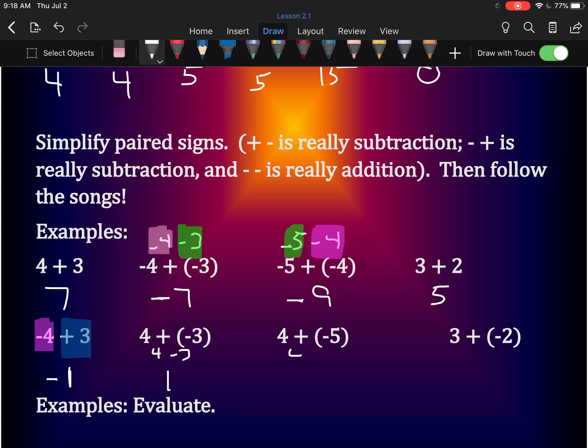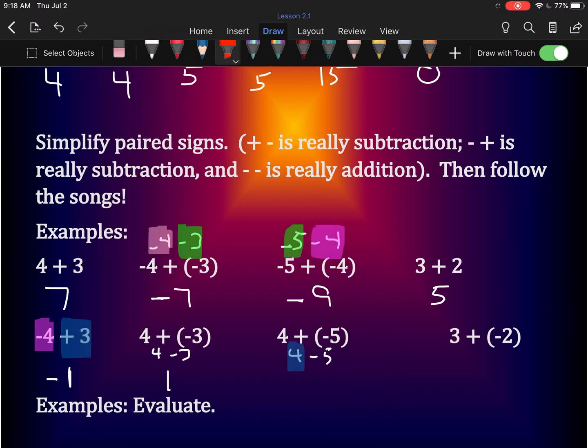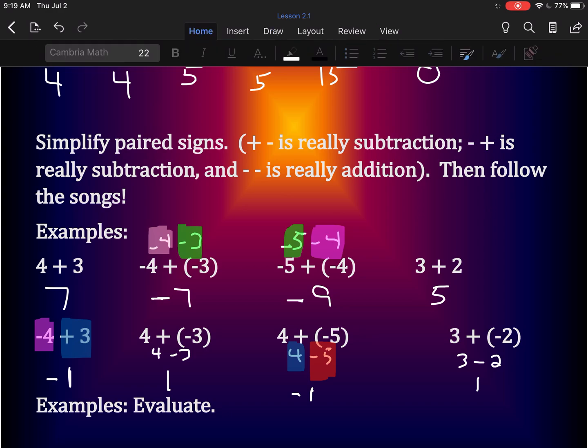We will rewrite 4 plus negative 5 as 4 minus 5. There are two numbers here. They are positive 4 and negative 5. These have different signs. When we have different signs, we subtract the numbers. 5 minus 4 is 1, and keep the sign of the bigger number. 5 is bigger, 5 was negative, so our answer is negative. And 3 plus negative 2, we will rewrite as 3 minus 2, because we don't deal with plus negative. And when you do that, you see very quickly it's just 3 minus 2. That's 1. Yes, there will be problems here that are, as I call, stupid simple.